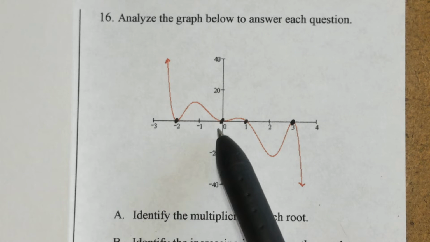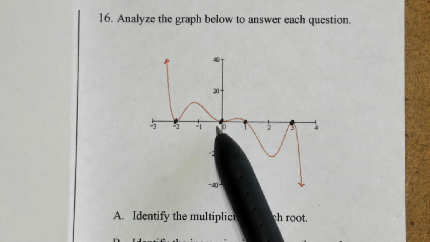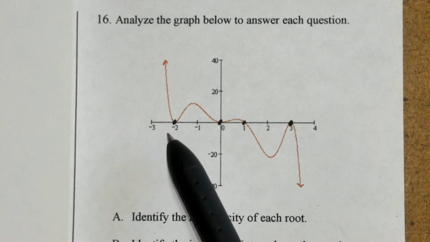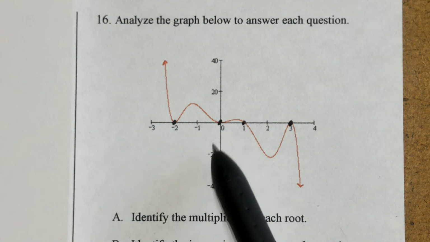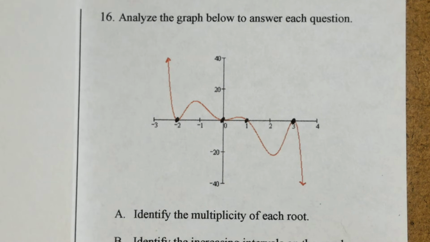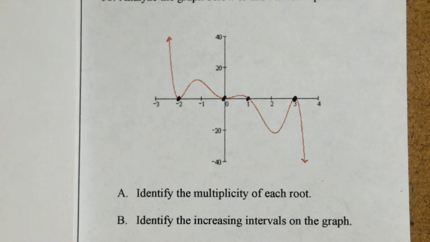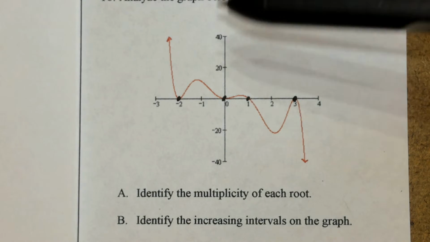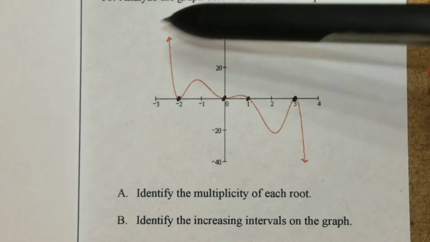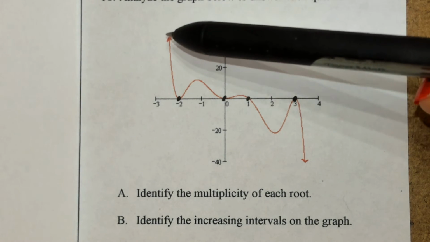Even multiplicity, odd, even, odd, even. Multiplicity 2, 2, 1, 2. Now, describing increasing and decreasing intervals. We always look from left to right and we describe them in terms of x values. So first I'm going to verbalize it.